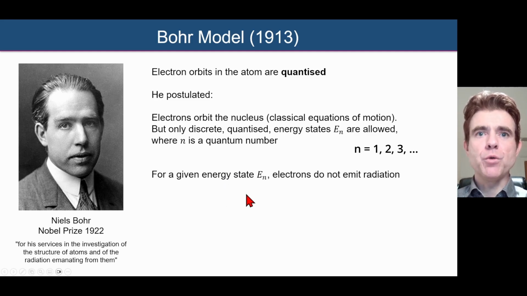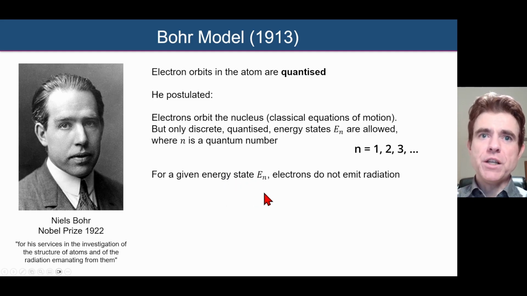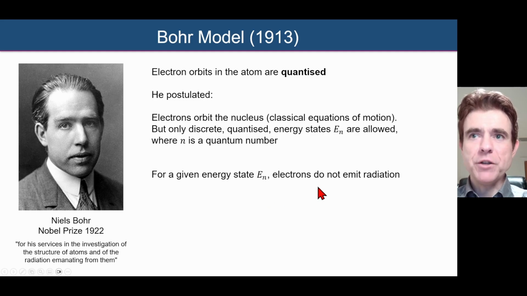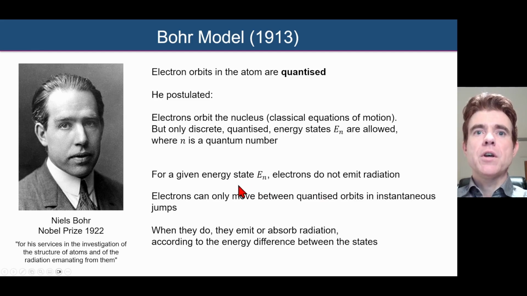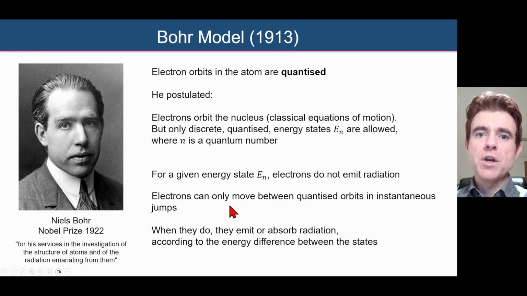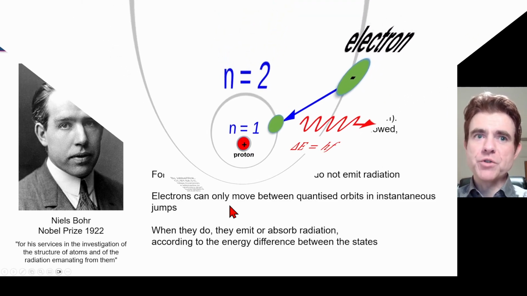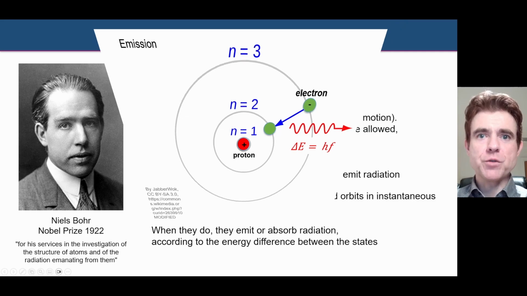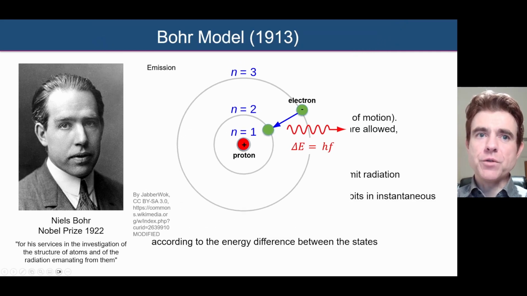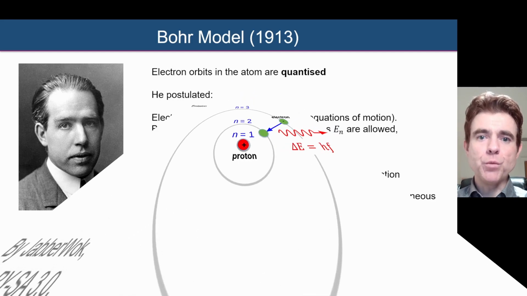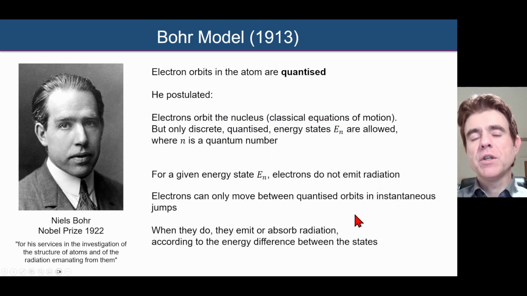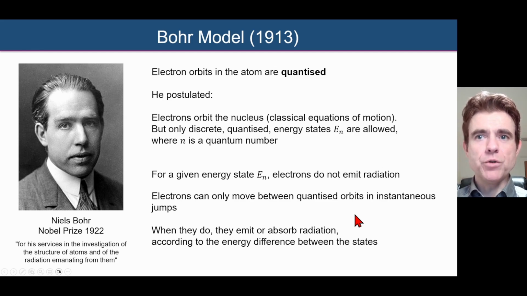And so his postulate was that when one of these electrons is in orbit, it is in a fixed energy state and it will not emit radiation. But an electron can move between different quantized orbits in these kinds of quantum jumps, these instantaneous transitions between energy states. He said that the electrons can jump between those states and they will either emit or absorb radiation corresponding to the energy difference between those two energy levels. So we'll look at that in more detail in a moment.